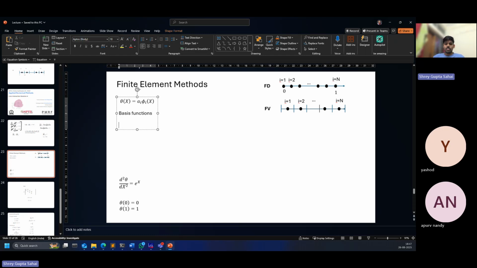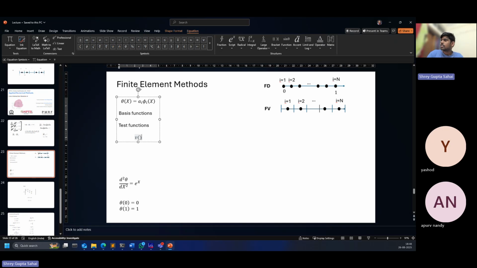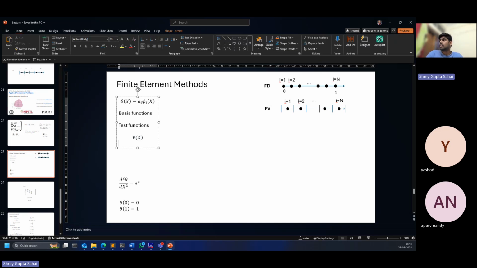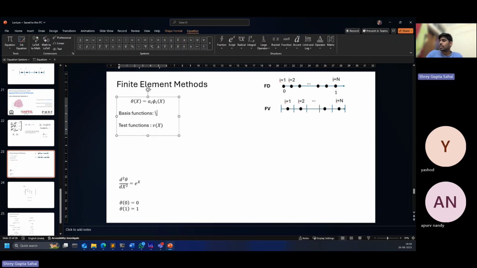There is also a test function. And where do these terminologies come from? Let's also understand that before going into what test functions are. But essentially, we will denote these test functions like this. So test functions are this. I'll tell you what these test functions are, what these basis functions are. But before doing that, first of all, let's understand one thing.